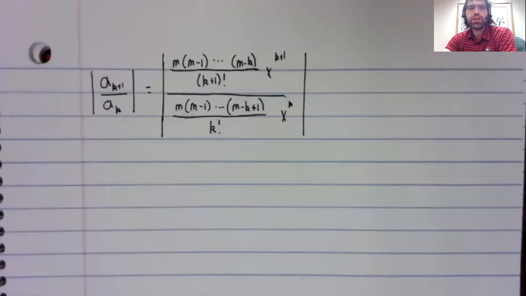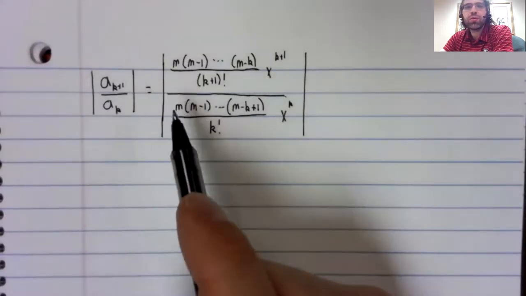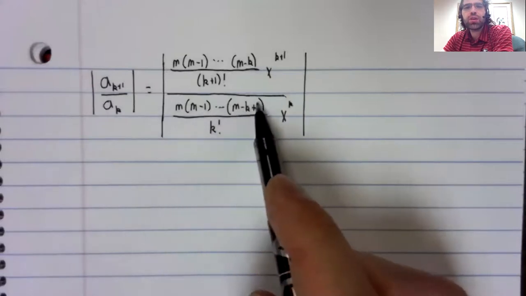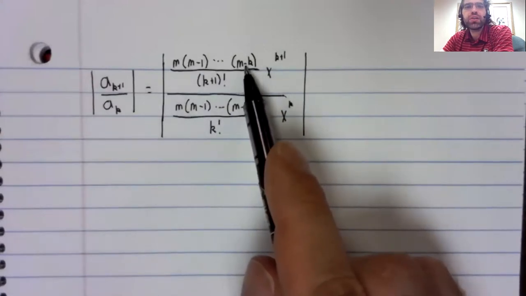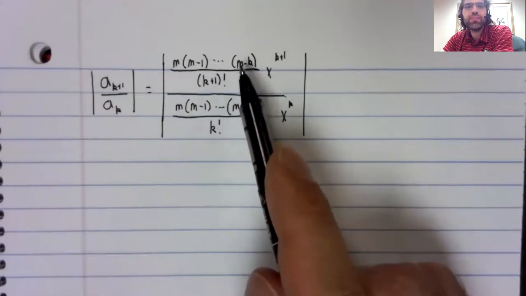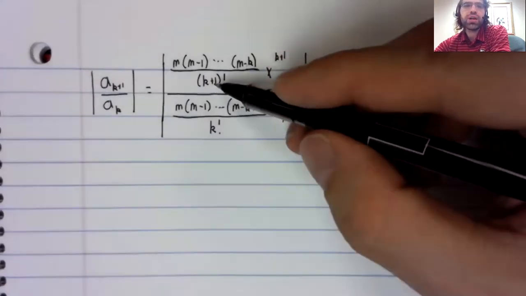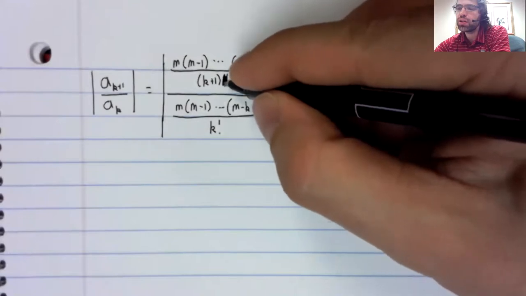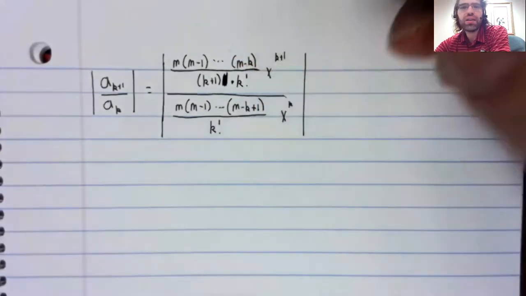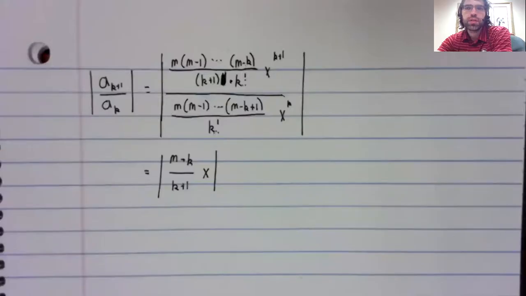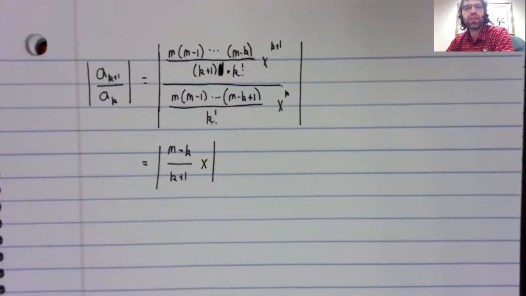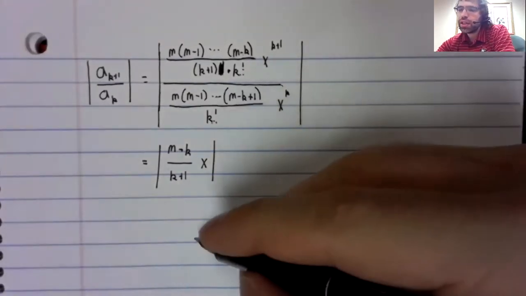If we apply the ratio test to find the radius of convergence, almost everything cancels, like this m and this m cancel. In fact, all of these are going to cancel with terms up here. The only thing that will survive in the numerators is this m minus k. As for the factorials, k plus 1 factorial is k plus 1 times k factorial, and these factorials will cancel. The ratio ends up simplifying to that.